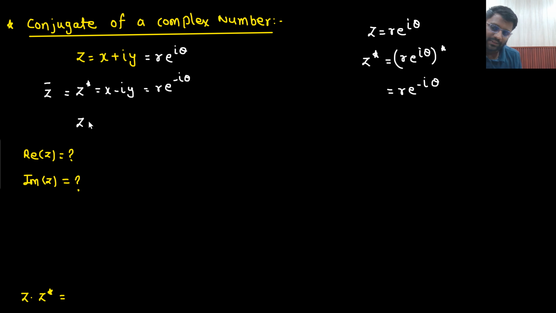So your Z is x plus iota y and your Z conjugate is x minus iota y. Now when I say I need the real part of Z, what is the meaning of real part of Z? Real part of Z is this number, that is x.